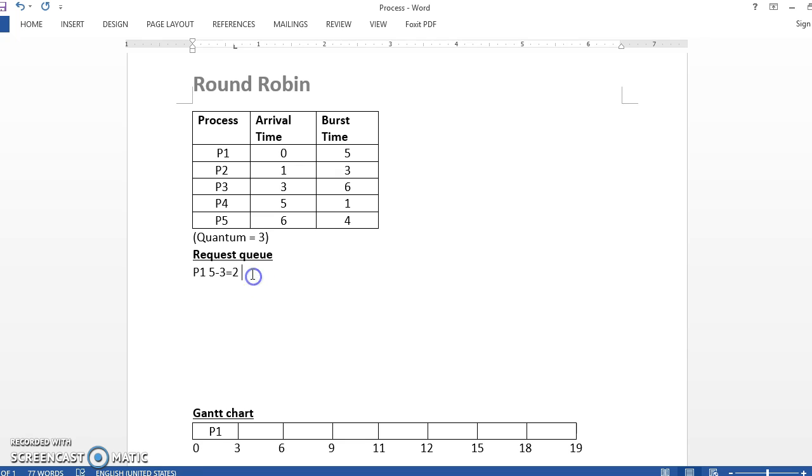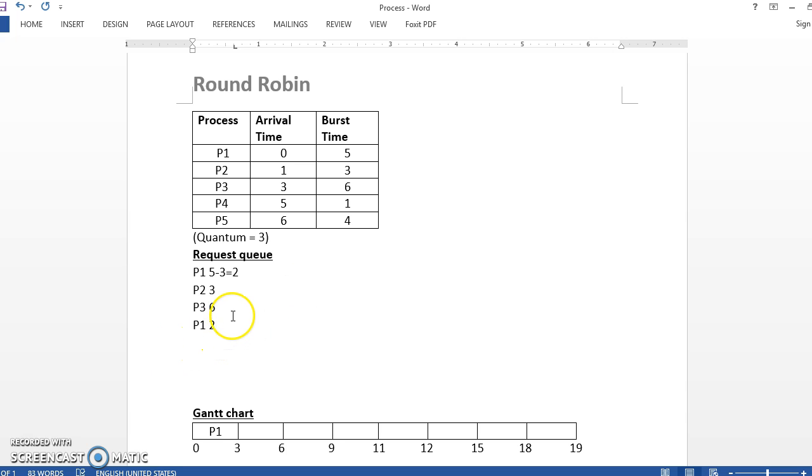2 seconds now. So within 3 seconds, P2 and P3 have arrived in the CPU, so we put P2 and P3 in the request queue. But since P1 has not been completed fully and still has some remaining burst time left, we have to queue P1 again and execute it another time.